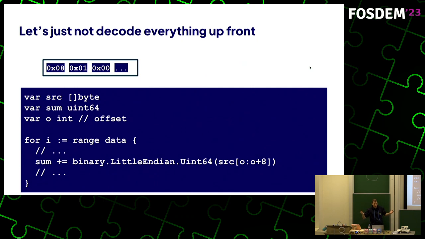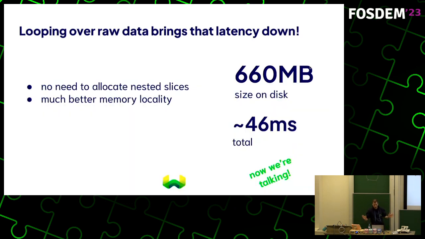So we can actually simplify this a bit, and we can just not decode it. While we're looping over that data anyway, instead of storing it in an array, we can just do with it what we plan to do. And in this case, this would be summing up the data. So basically, getting rid of that decoding step helps us to make this way faster. So now we're at 46 milliseconds.